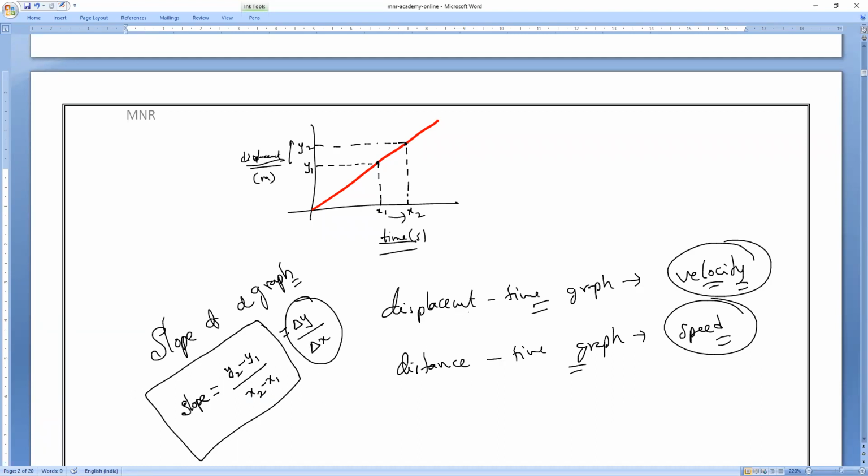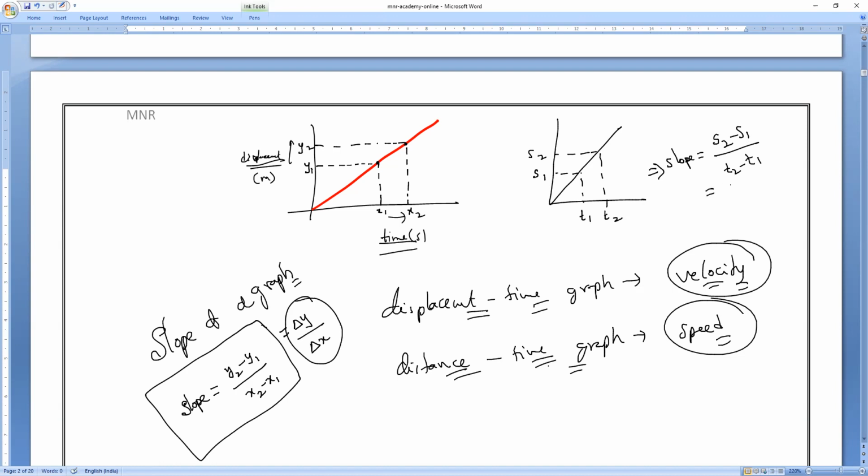But as we are drawing for displacement and time, or distance and time, y we used to consider as displacement or distance. This one will become T1, this one T2, this one S1 and this one S2. So from this, the slope is equal to S2 minus S1 divided by T2 minus T1. S2 minus S1 we used to call delta S, and T2 minus T1 we used to call delta T.